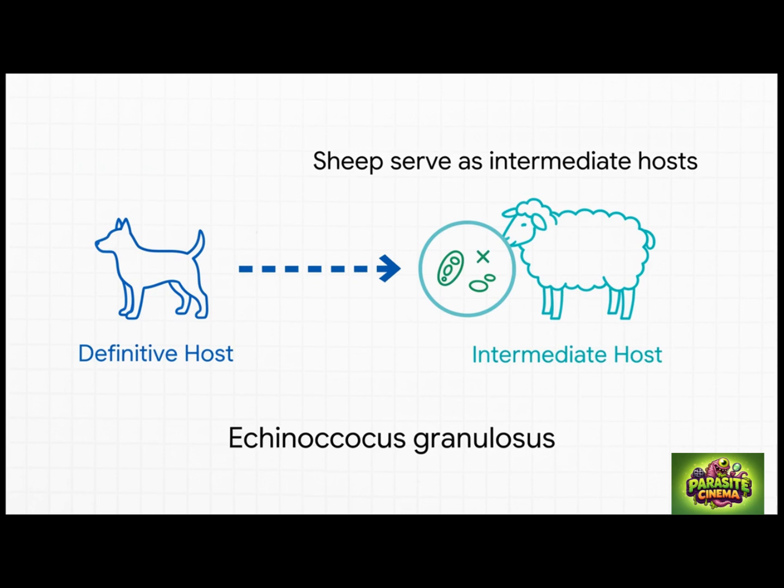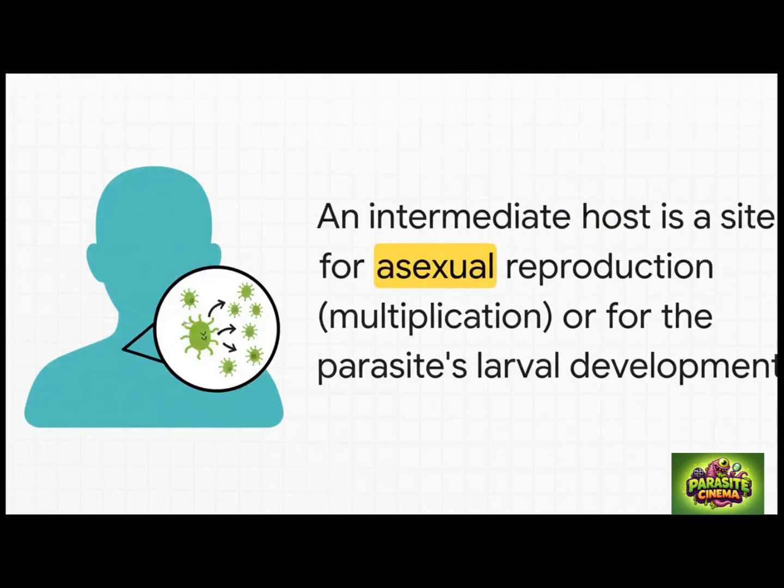Another fantastic example is a sheep that gets infected with dog tapeworm larvae. Just look at the visual here. Inside the host, the parasite is just cloning itself. One becomes many. There's no sexual fusion happening, just multiplication and development. That is the hallmark of an intermediate host.